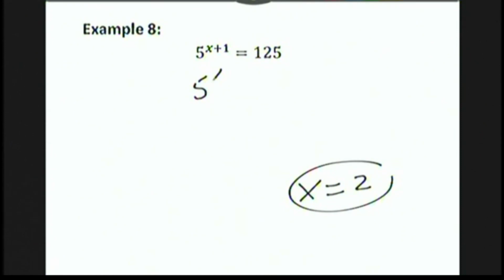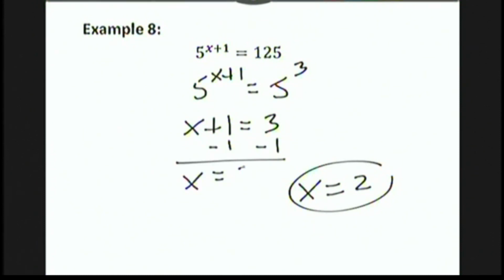Formally, we could rewrite 125 as 5 to the third. Now that the bases are the same, so are the exponents, so x plus 1 is equal to 3. And we subtract 1 from each side of this equation to get x equals 2 as before.